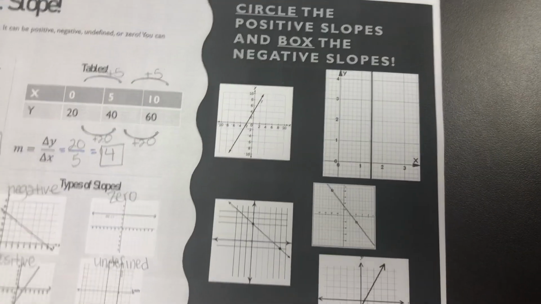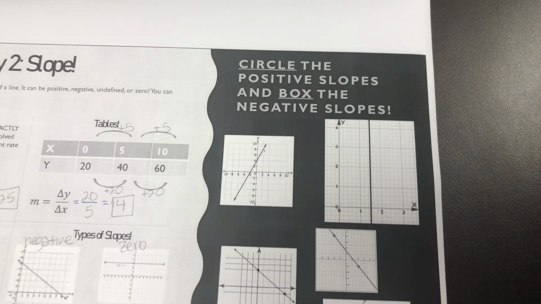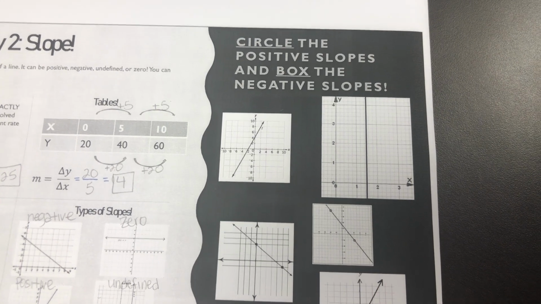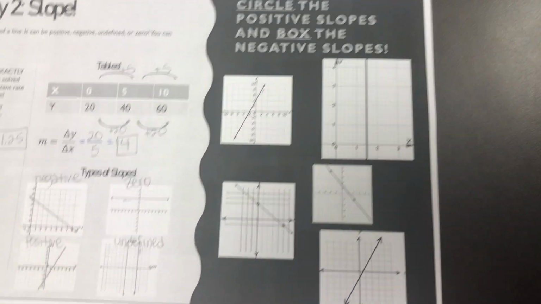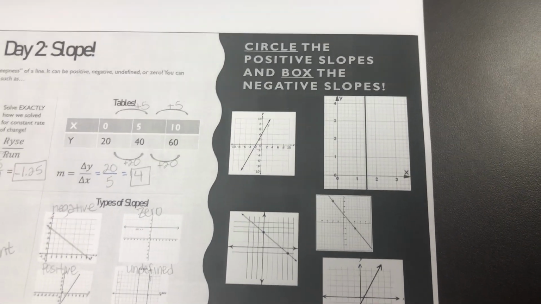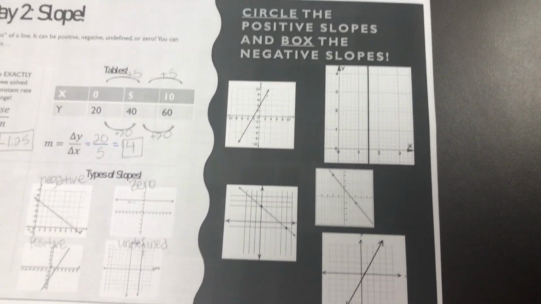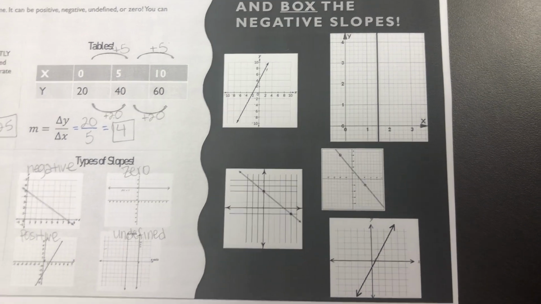So the last portion on this slide says we have to circle the positive slopes and then box the negative slopes. So go ahead, make sure you circle the positives and box the negatives, and I'm going to pause the video.